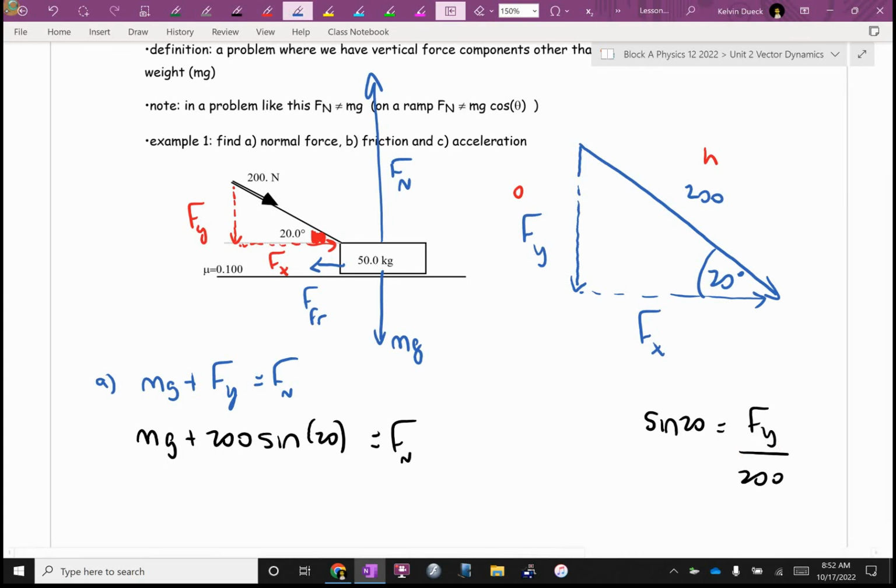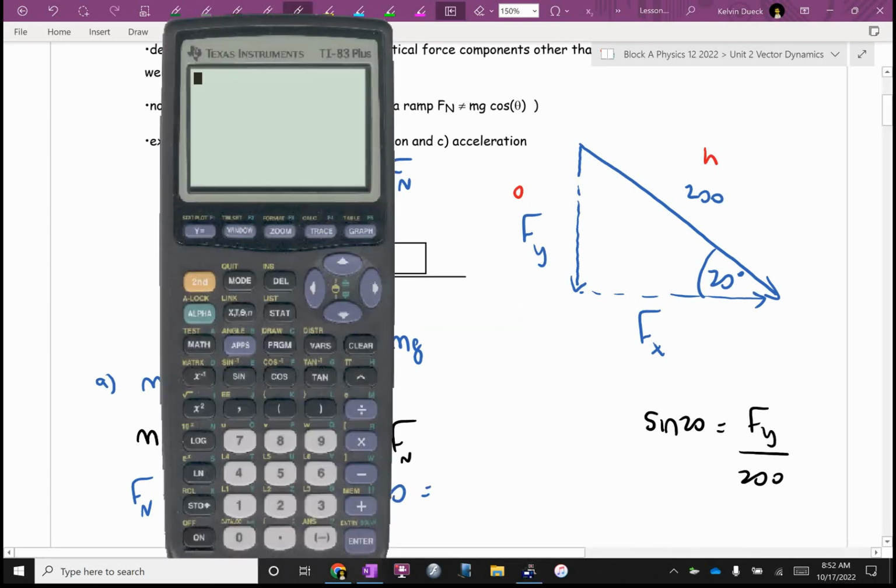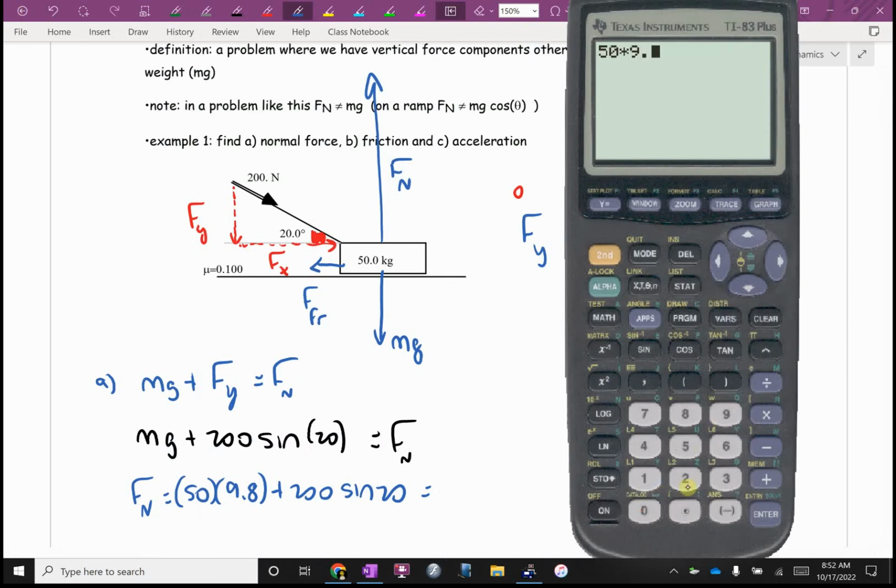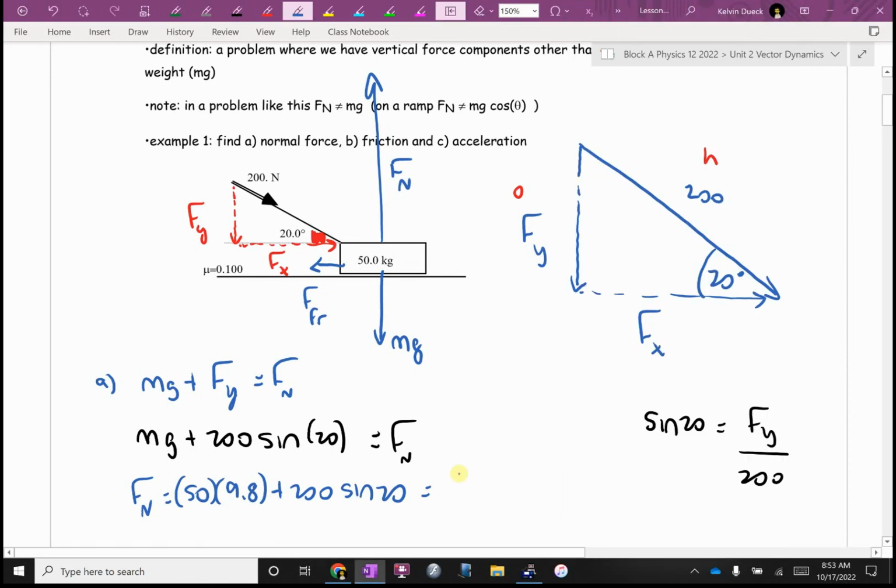Okay, let's plug in our numbers. The normal force is going to be M 50, G 9.8 plus 200 sine 20. Zaina, what'd you get? $558.4. Because I suspect I'm going to use this, because friction is mu times the normal force, I'm going to carry some extra sig figs and then I'll round off. So I'm going to go 558.404. And then I'll go equals 558 newtons.